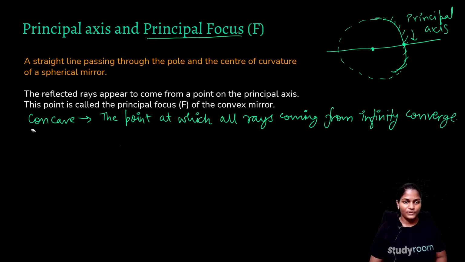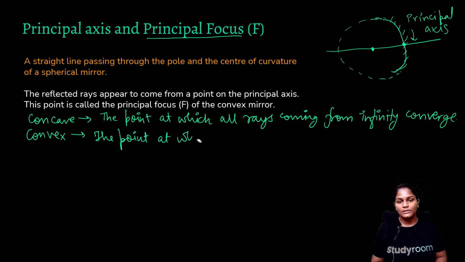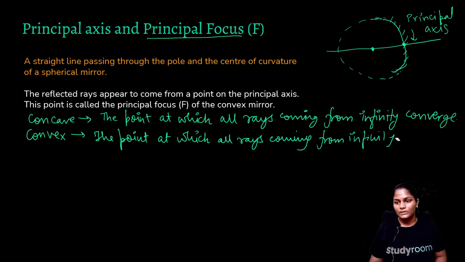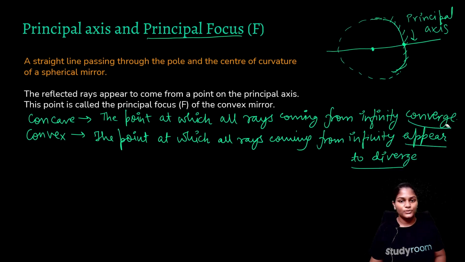I'm going to explain this, don't worry. In case of a convex mirror, the point at which all rays coming from infinity appear, this is very important, appear to diverge. Appear to diverge and converge. These are the two important things.